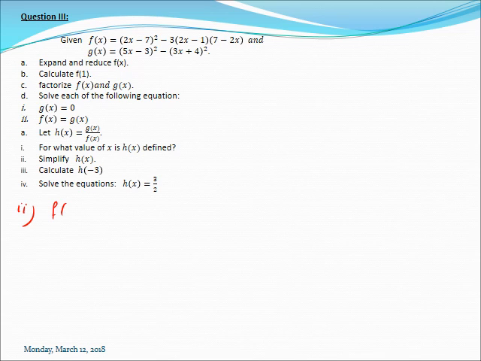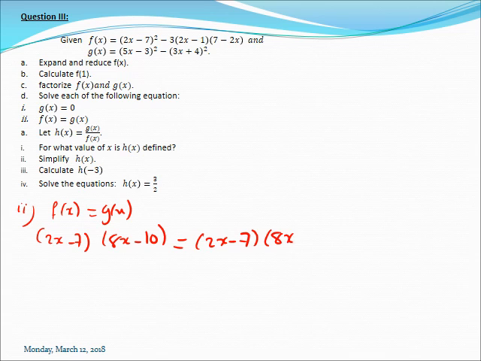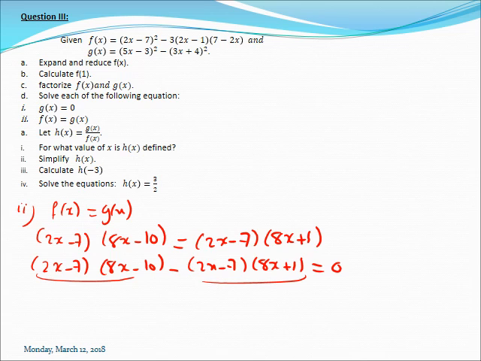f of x equals g of x. (2x minus 7)(8x minus 10) equals (2x minus 7)(8x plus 1), so (2x minus 7)(8x minus 10) minus (2x minus 7)(8x plus 1) equals 0. We have two terms, so the common factor is 2x minus 7.